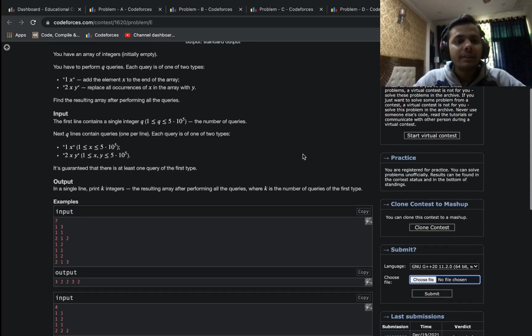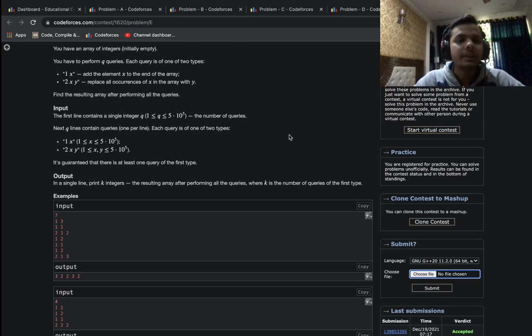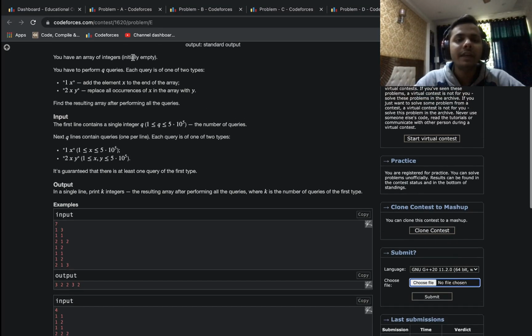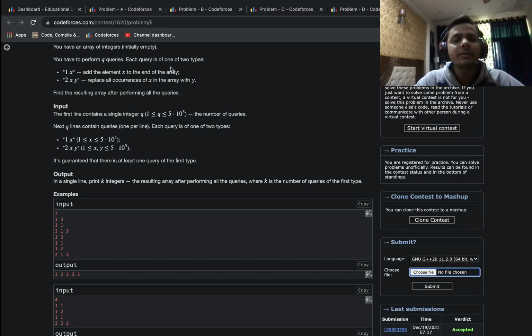Okay, so this is a very sweet problem. We have an array of integers and we have to perform Q queries. And the queries can be of two types. In the queries of the first type, initially we have an empty sequence, so we have to append x to the end of the sequence. And in a query of the second type, what we need to do is go through the entire sequence and replace all the occurrences of x with the value y.